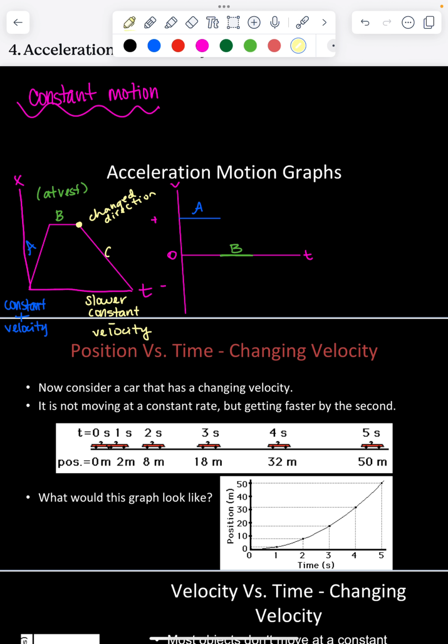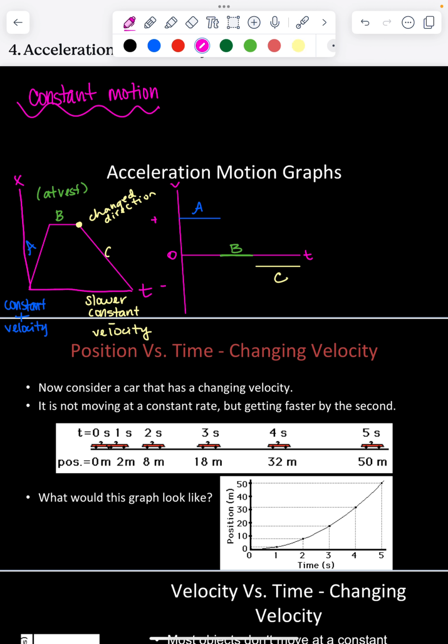And then last but not least, we are looking at C. That is a slower constant negative velocity. Again, we show a constant velocity as a straight horizontal line. If it's a negative velocity, that means that it's going to be below that x-axis. And if it's slower than what A was going, that just means that it's going to be closer to that x-axis. All right, so here we have our velocity versus time graph for those segments.